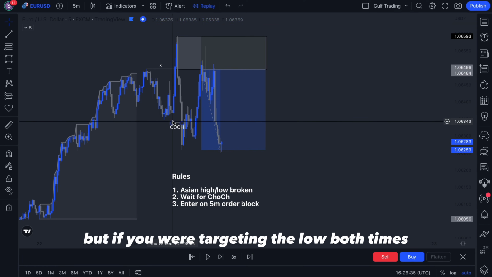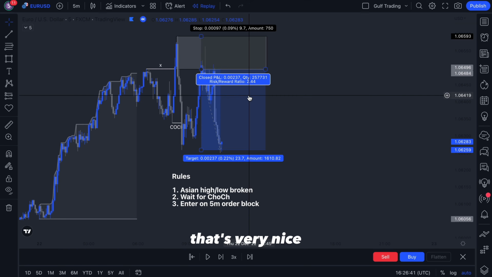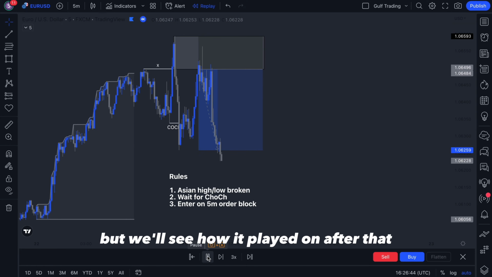But if you were targeting the low both times, you'd be up 6%. So that's very nice. 2 trades in one day. But we'll see how it played on after that.